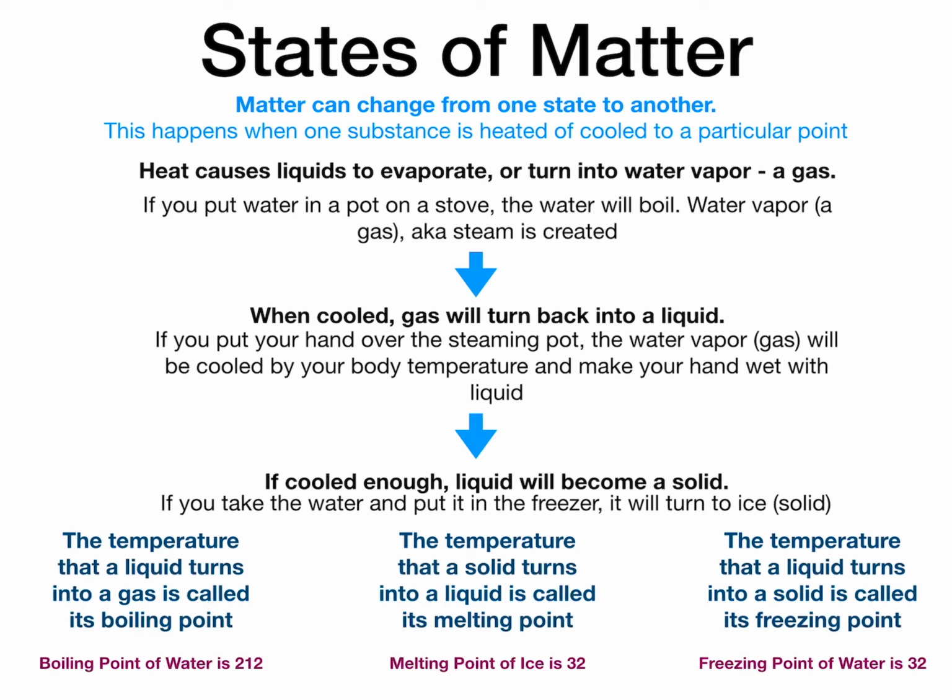If you cool the liquid enough, the liquid will become a solid. For example, if you take water and put it into the freezer, it will turn into ice, which is solid. Down here, we have some more information for you. The temperature at which a liquid turns into a gas is called its boiling point. So water boils when it reaches 212 degrees Fahrenheit. Each different type of matter has a different boiling point and will start to boil, or turn into a gas, at a different temperature.